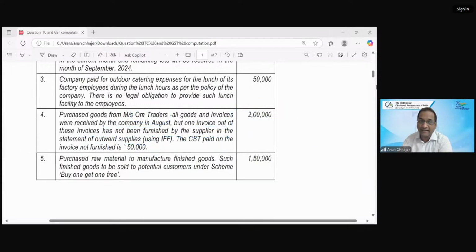Now tell me, now interesting question. If that transaction is not added in the IFF, then ITC will not be available. Why? अगर किसी सप्लायर ने ट्रांजेक्शन को ऐड नहीं किया है IFF में, मुझे ITC नहीं मिलेगा, ऐसा कहां लिखा है? Where it is written?